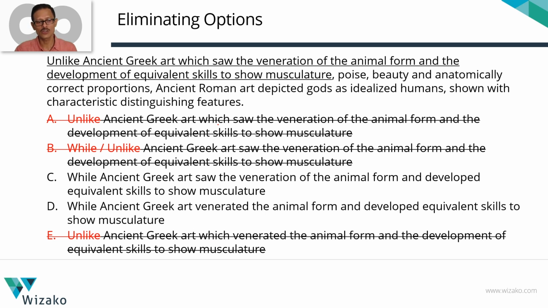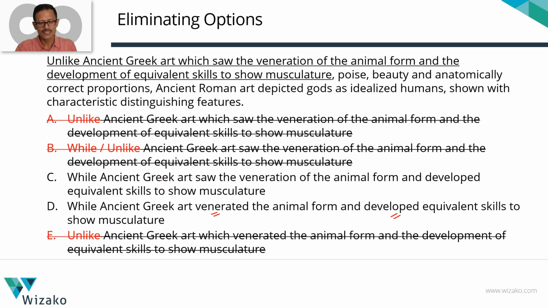Let's look at whether to go with C or D. I'll read D. While ancient Greek art saw the veneration of the animal form and developed equivalent skills to show musculature. Ancient Greek art did two things. It venerated the animal form and developed equivalent skills. Both of these are in parallel.